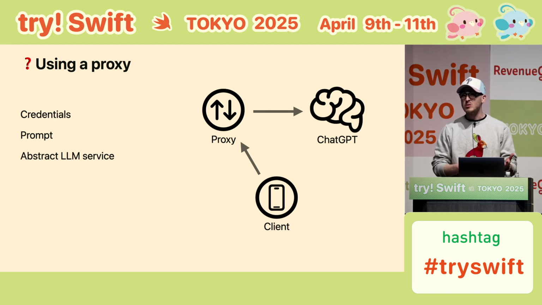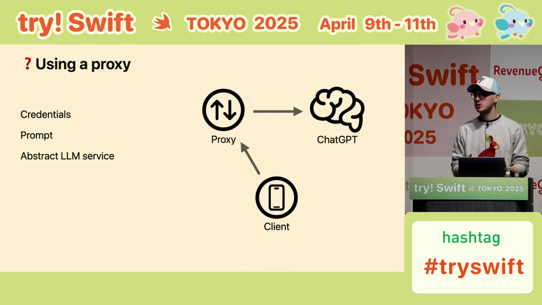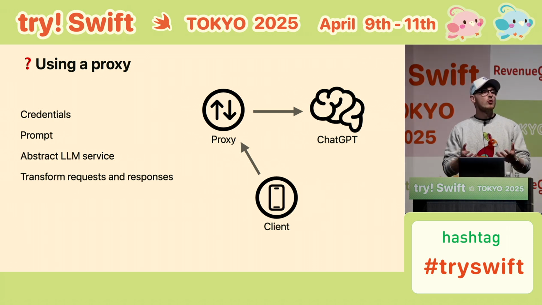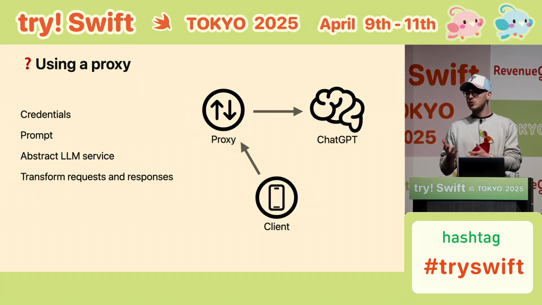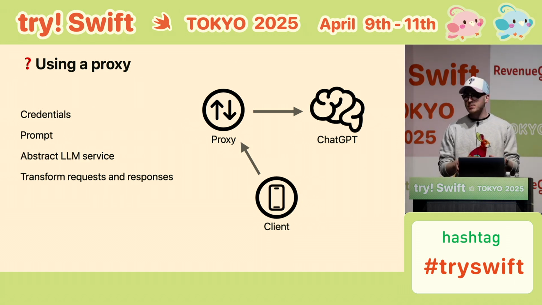Third, you might want to be able to change the model that's being used, or maybe swap out the entire upstream service for something else. And finally, you might want to provide a more tailored experience for your users by transforming the requests and response before they're sent to the LLM. So the proxy we'll build today will take advantage of all of these benefits.